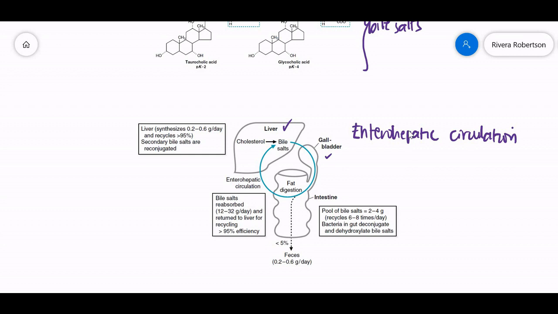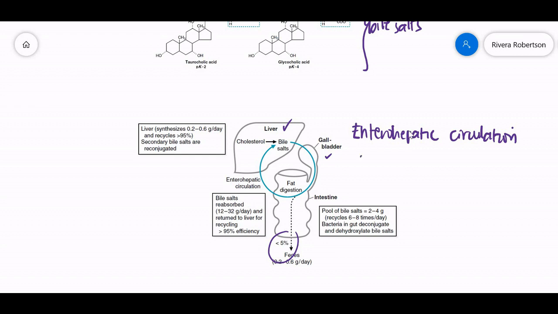Now, this process, the enterohepatic circulation, is a very efficient process because only less than 5% of the bile salts are excreted in the feces. And actually, this excretion is the major route of disposal of cholesterol in the body, since cholesterol cannot be metabolized into carbon dioxide and water.